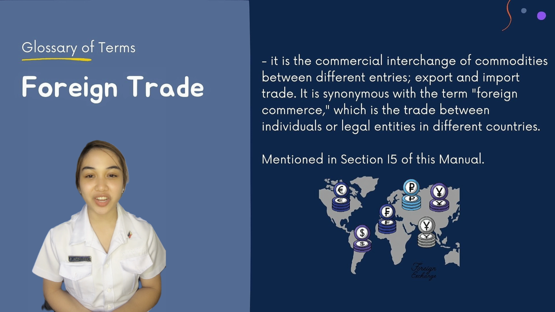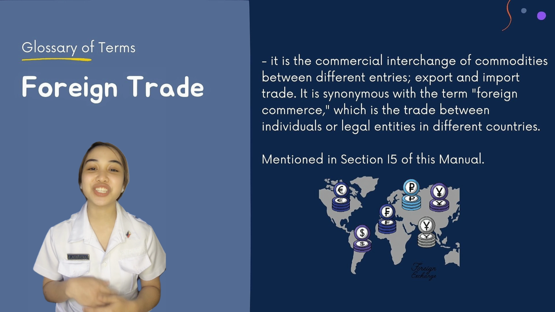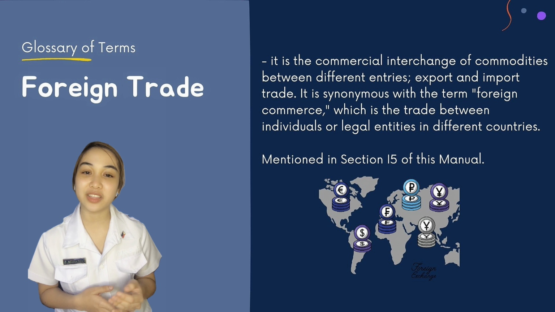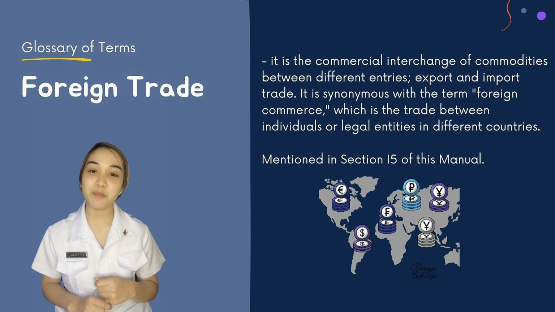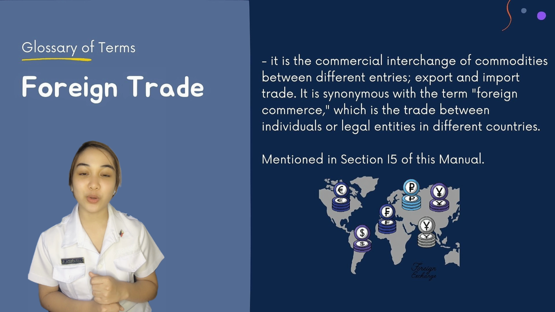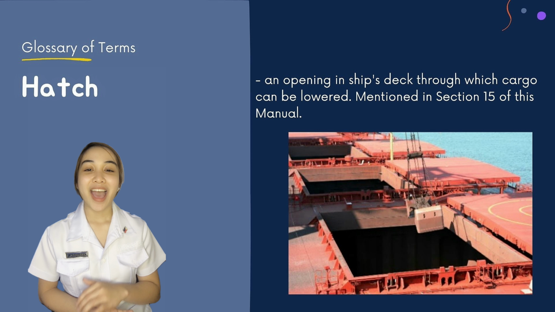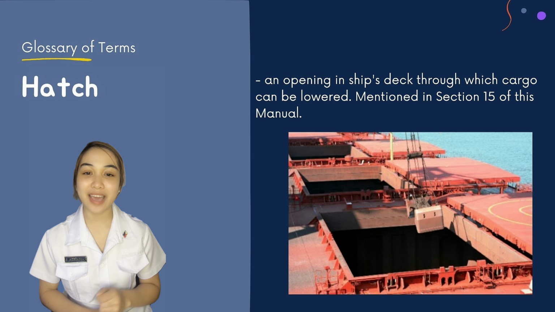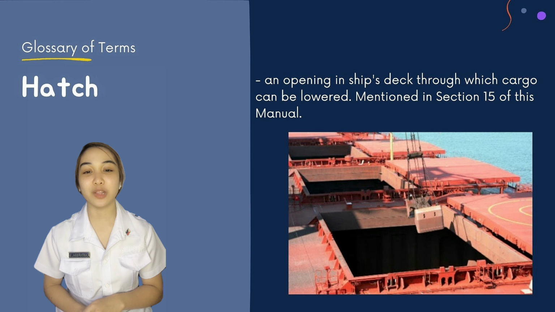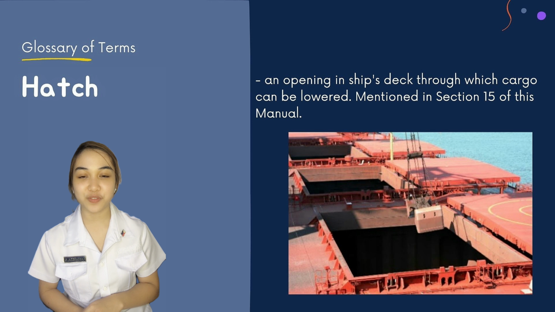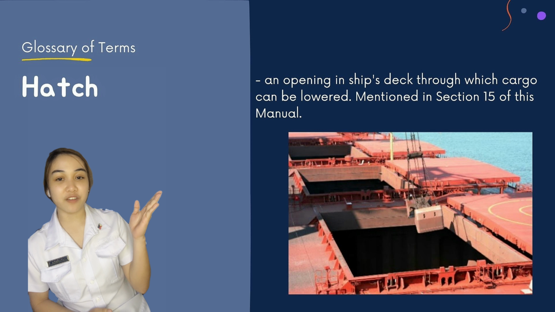Next is the foreign trade. It is the commercial interchange of commodities between different entries, export and import trade. It is also called as the foreign commerce. Hatch, an opening in ship's deck through which cargo can be lowered, as mentioned in section 15 of this manual. Here's a pic of a hatch of the ship.